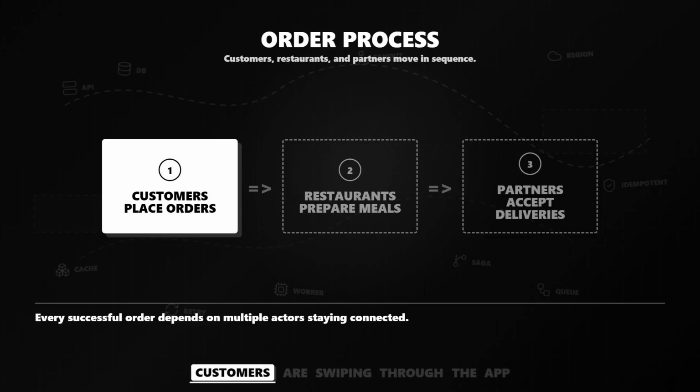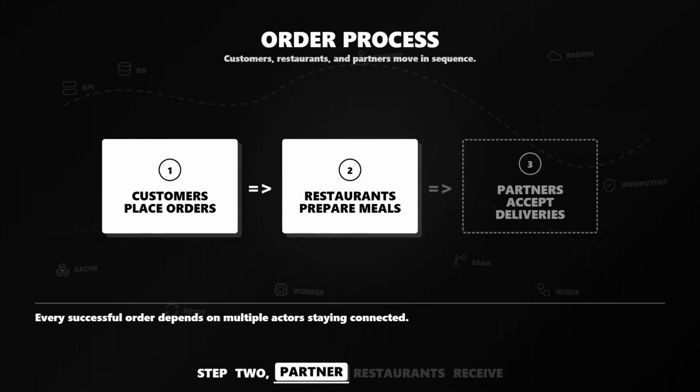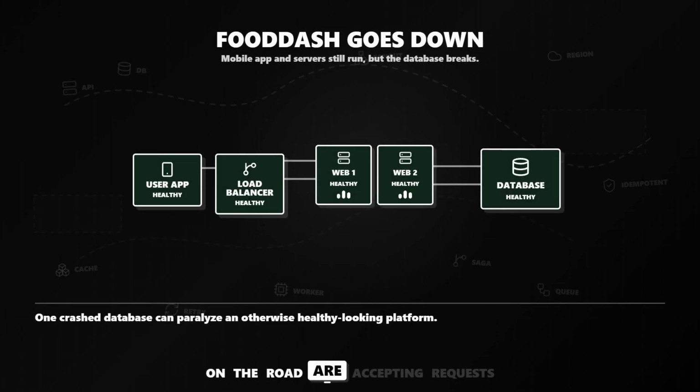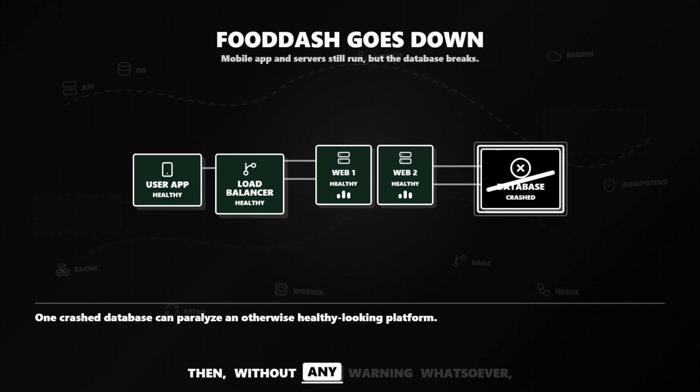Step 1, hungry customers are swiping through the app and successfully placing their orders. Step 2, partner restaurants receive these digital tickets and furiously start prepping meals. And Step 3, delivery partners out on the road are accepting requests and routing to the restaurants. It's this beautifully orchestrated dance of distributed systems. Everything works, customers are happy. Then, without any warning whatsoever, the central database server completely crashes.